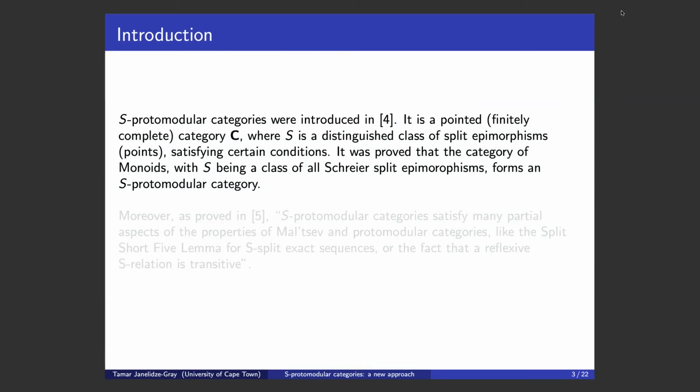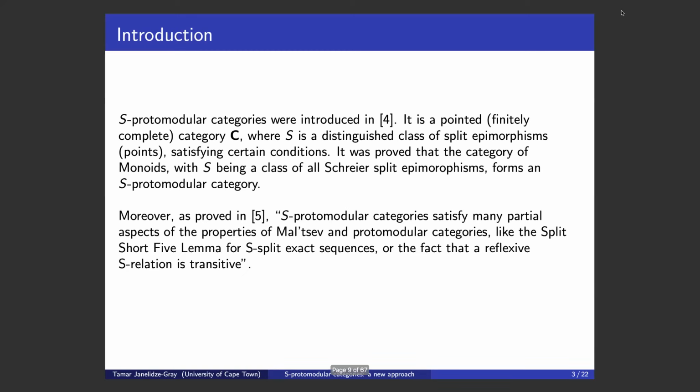It is a pointed category which is finitely complete. And in that category, we have a distinguished class of split epimorphisms, which they also call points. So an S-protomodular category is defined as a pair, and there are conditions imposed on both the category itself, C, and on the special class of split epimorphisms. And they proved that if we take C to be the category of monoids, and S to be the class of all Schreier split epimorphisms, then that forms an S-protomodular category.